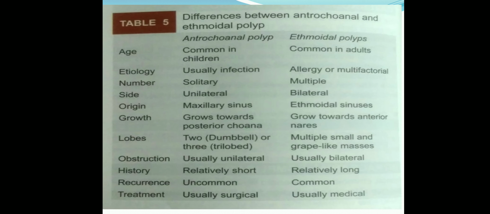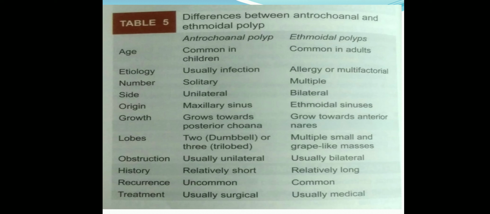Lastly, one should know the difference between antrochoanal and ethmoidal polyp. So in this diagram, you see the difference in age. Antrochoanal polyp is more common in children, and ethmoidal polyp is common in adults. Etiology: antrochoanal polyp, as we have discussed earlier, is usually due to infection, and ethmoidal polyp is due to allergy or multifactorial. Antrochoanal polyp is usually single, ethmoidal polyps are multiple.